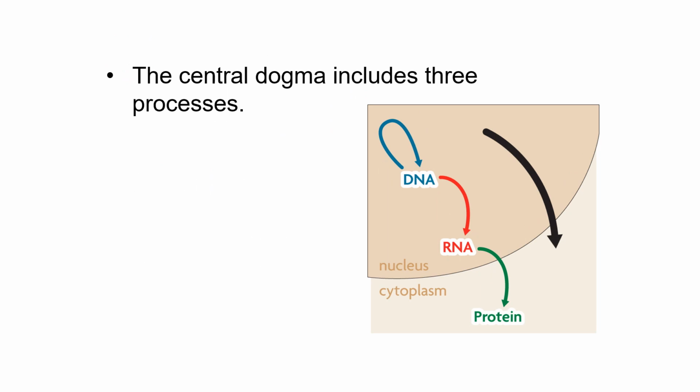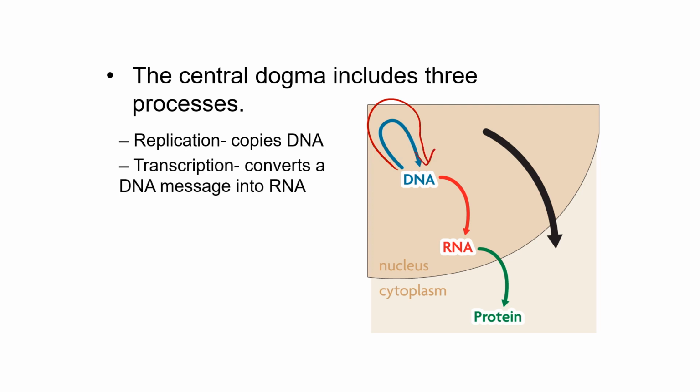So there's 3 processes that happen here. There's replication, which copies the DNA. That's in blue right here. And that's what we talked about in our last lesson. Then there's transcription, and this is converting DNA into RNA.